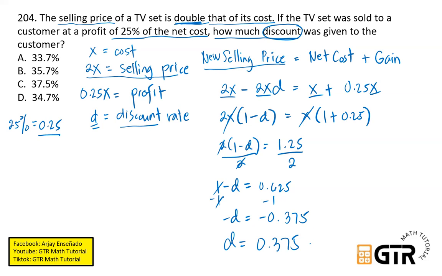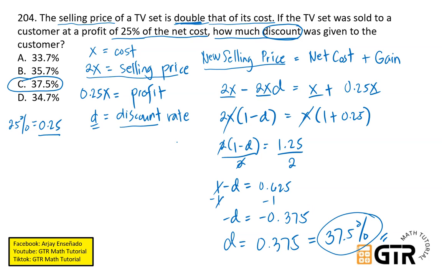And then, pag kinonvert natin yan sa percent, so move lang natin ng 2 decimal places sa right and then put the percent symbol, 37.5%. So ito ang ating discount rate, yung letter D natin. So 37.5%. Okay, so kung hinahanap naman yung mismong discount, itong 0.375, i-multiply lang natin sa selling price natin.